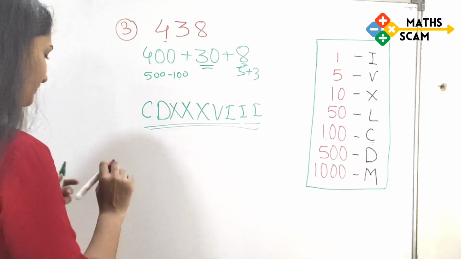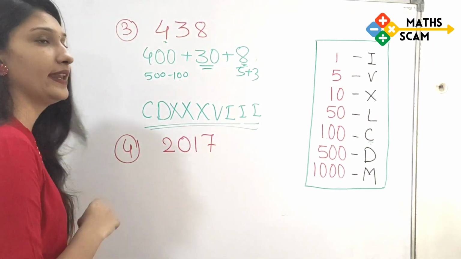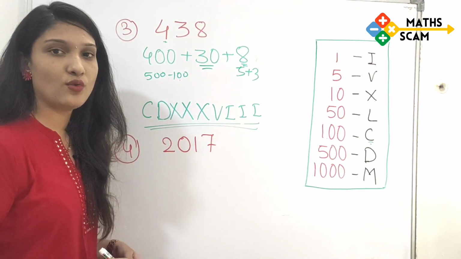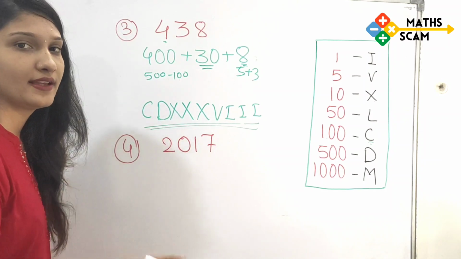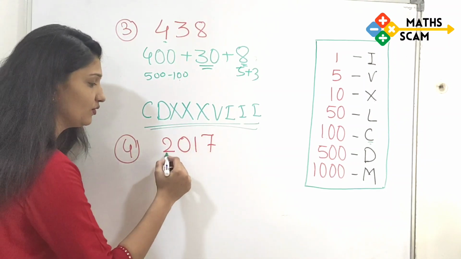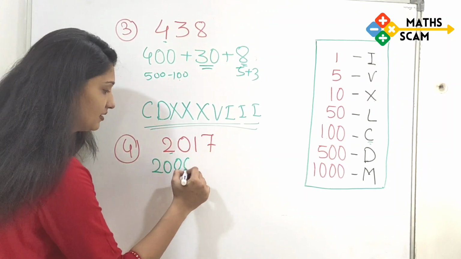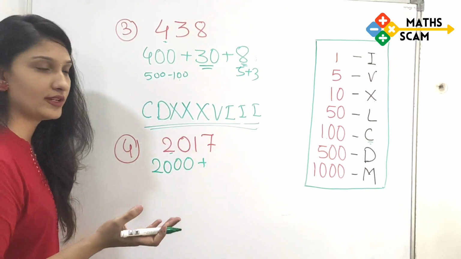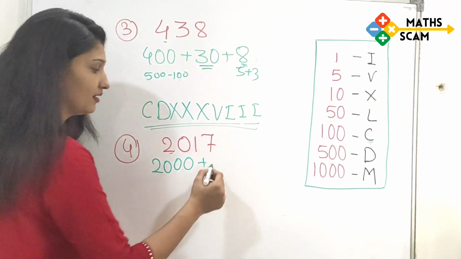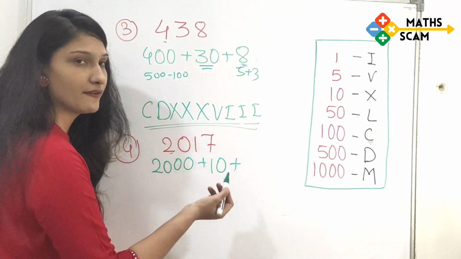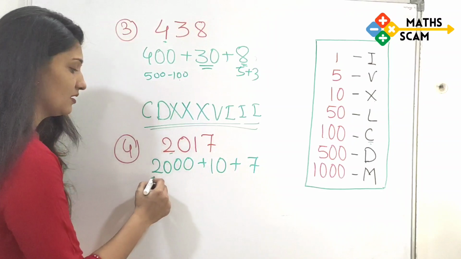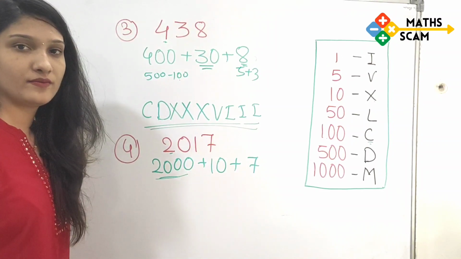Next example is 2017. First step is expand the numbers. So 2 is at thousands place. So it will be 2000. 0 is there, so we don't write 0. 10 will be 10 plus 7 as it is. Okay. So how can we write 2000?